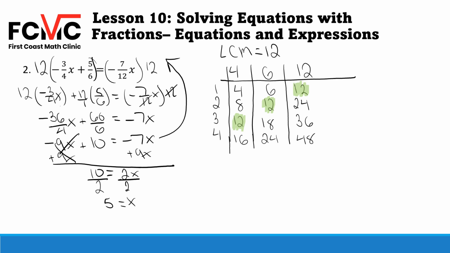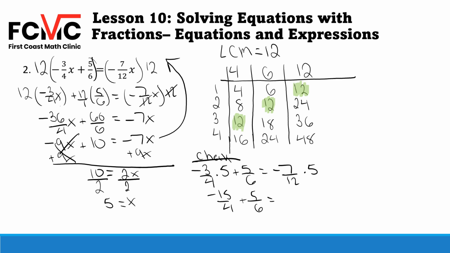All right, so let's do our check now. So for our check, let's take our original equation, and wherever we see an x, let's put in a 5. So negative 3/4 times 5 gives me negative 15/4 plus 5/6 equals negative 35/12. So let's add up our negative 15/4 and 5/6. So I can do that up here.